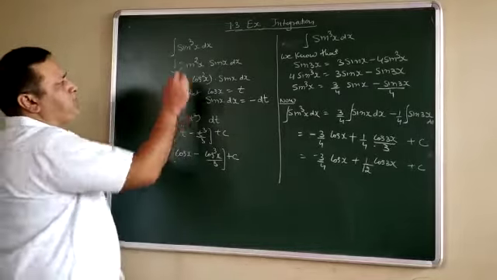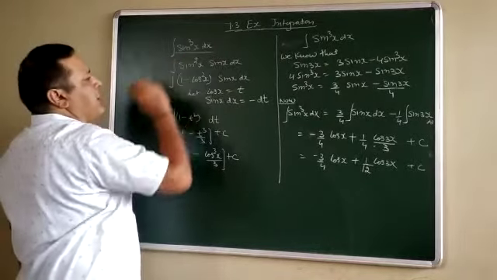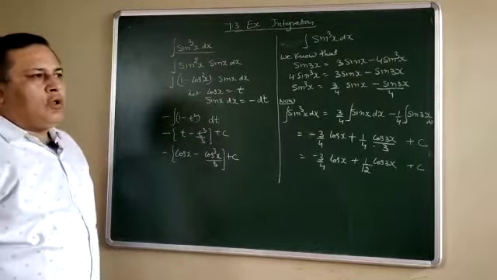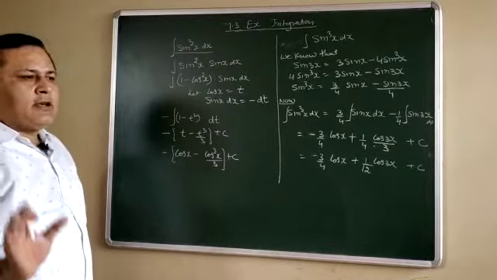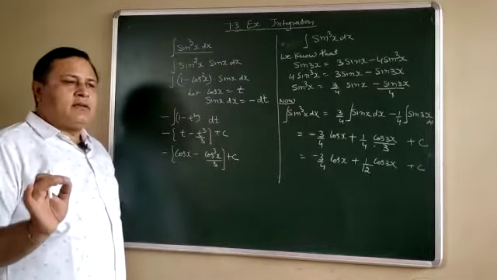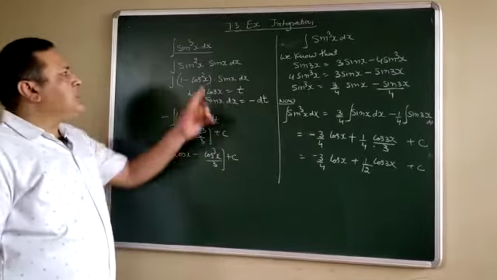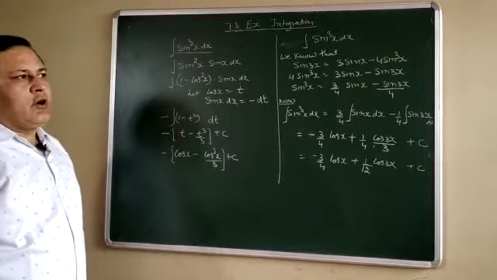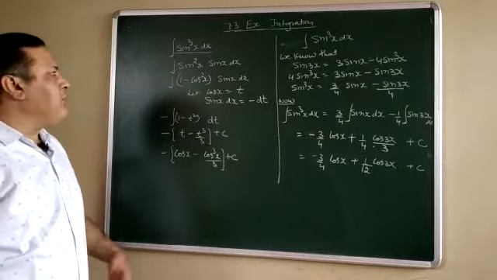Now see this one: integration of sine cube x into dx. We know the integration of sine x, that is minus of cos x. Sine cube x integration is not known to us. So how can we find it out?